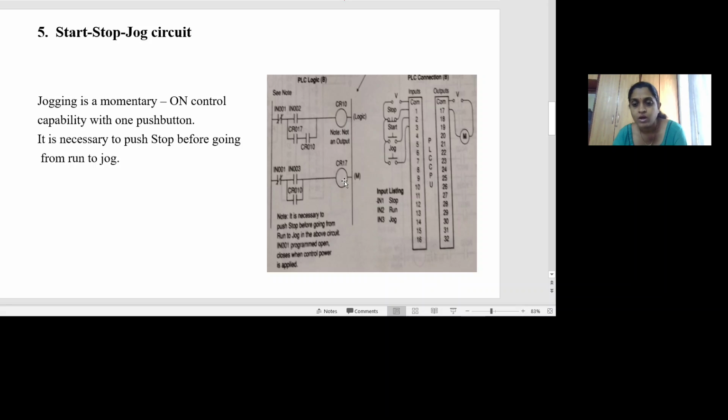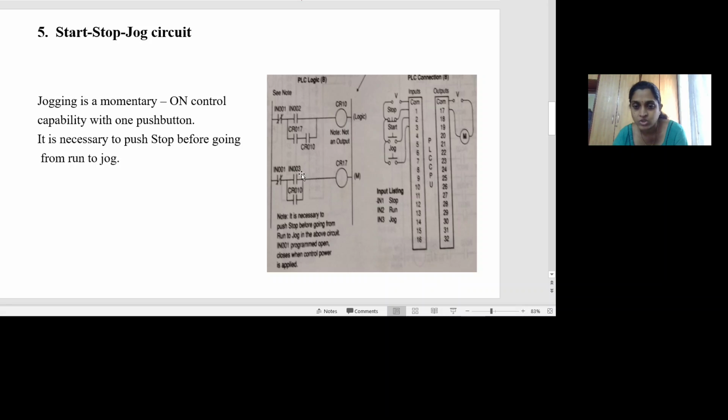Now I want to change it to jog. In that case, first I need to operate a stop switch here. First I have to stop running, and then I need to start a jog. So I will operate this stop here. When I energize IN001, the contact will open. Therefore, the coil CR17 is de-energized and the motor stops here.